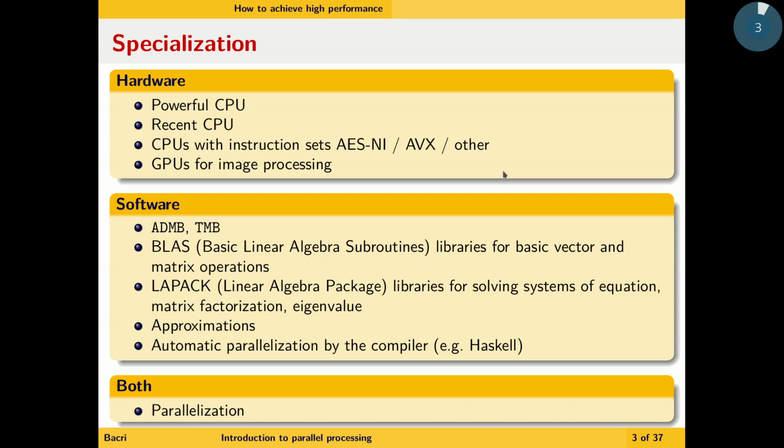There are a few ways you can make your code in general run faster when you have a program. The first one is the simplest: get better equipment, better hardware, a more powerful, more recent CPU, or some specialized tools. There are CPUs with specialized instruction sets for certain tasks. You can get GPUs, traditionally for image processing. You can get some specialized software that works a bit everywhere, for example, ADMB and TMB are two examples for optimization. There are also some libraries that make computing run faster that are a bit more general than in R.